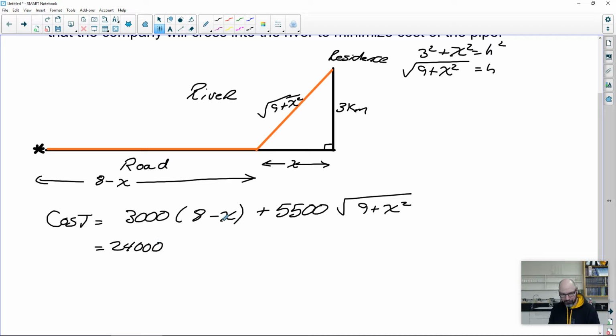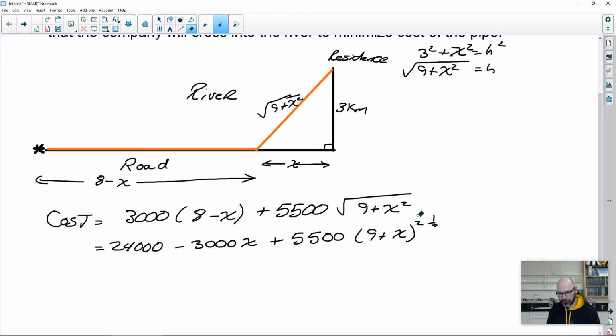Okay, and then 3,000 times negative x is negative 3,000x. And then this we're going to write as a power of 1/2 so that we can use the derivative rules of the power rule. So it's going to be this times 9 plus x squared to the 1/2. Not outside, excuse me, inside the brackets, and then 1/2 outside to represent the square root.